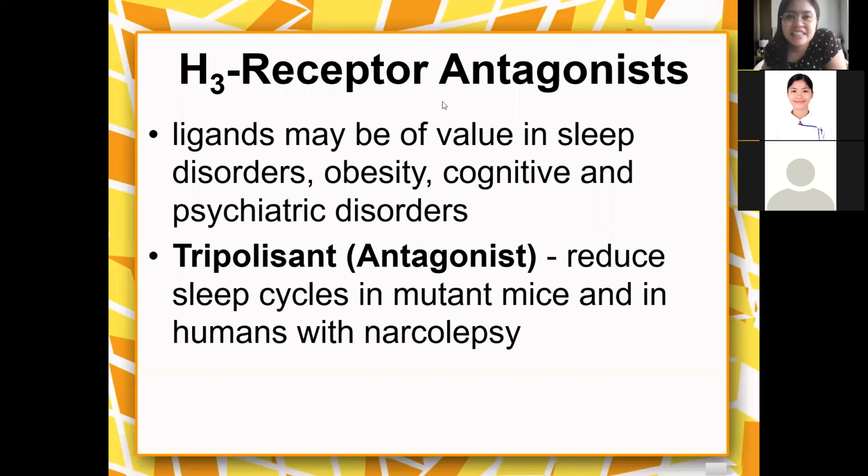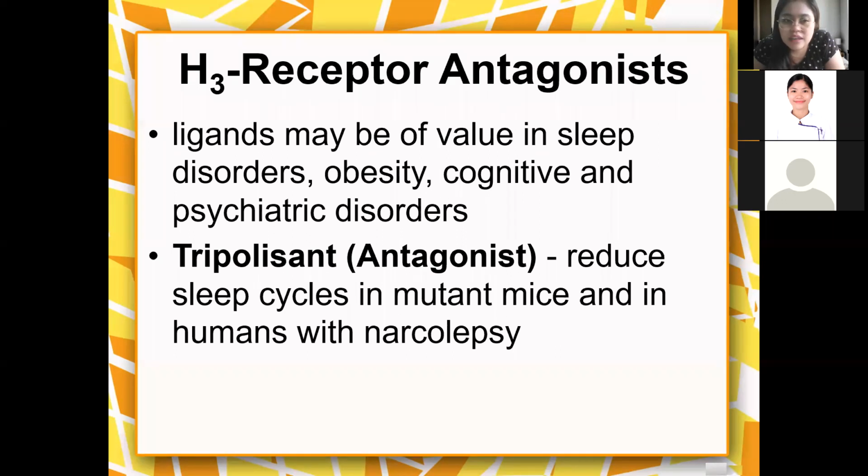Okay, next, the H3 receptor antagonist. The histamine 3 receptors can be found also in the brain, and it has an activity involving our sleep. So, sleeping patterns nato. And it can also be found sa other parts sa atong body. So, na siya effect into again the sleeping pattern or even the obesity and cognitive and psychiatric disorders.